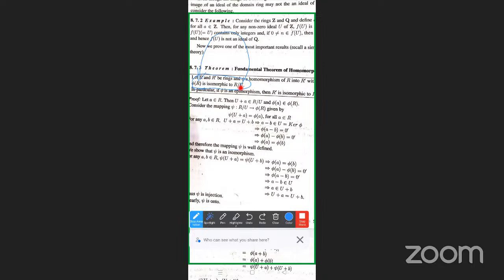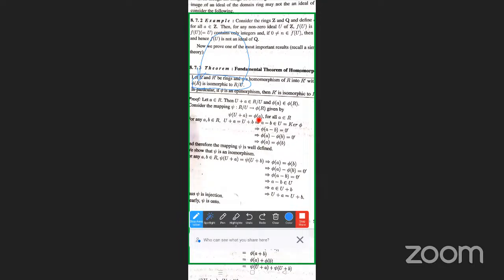So psi from R/U to pi of R is defined by: an element in R/U is of the form U plus a, so U plus a belongs to R/U. So psi of U plus a equals pi of a, where a belongs to R, for all a in R. So this is the mapping.